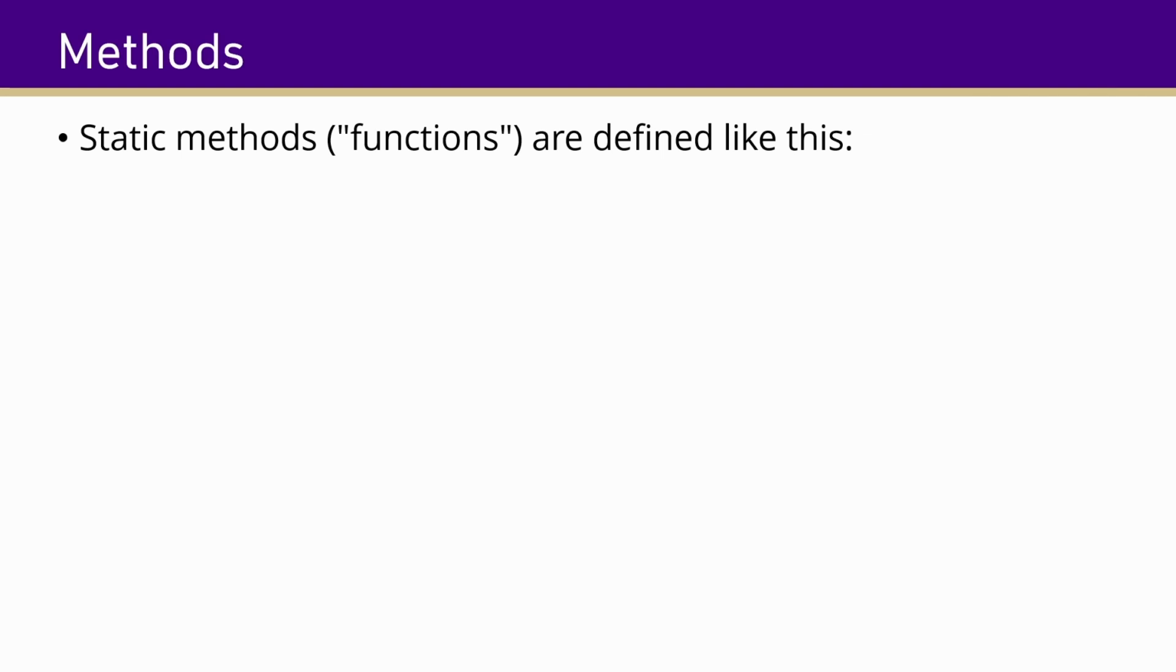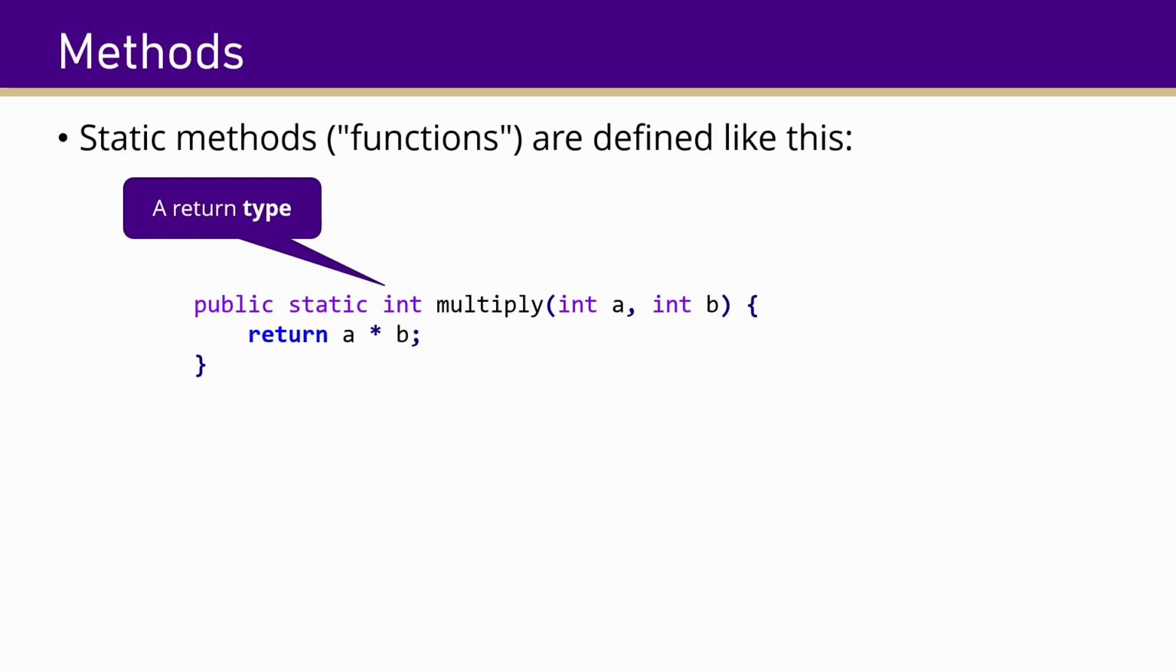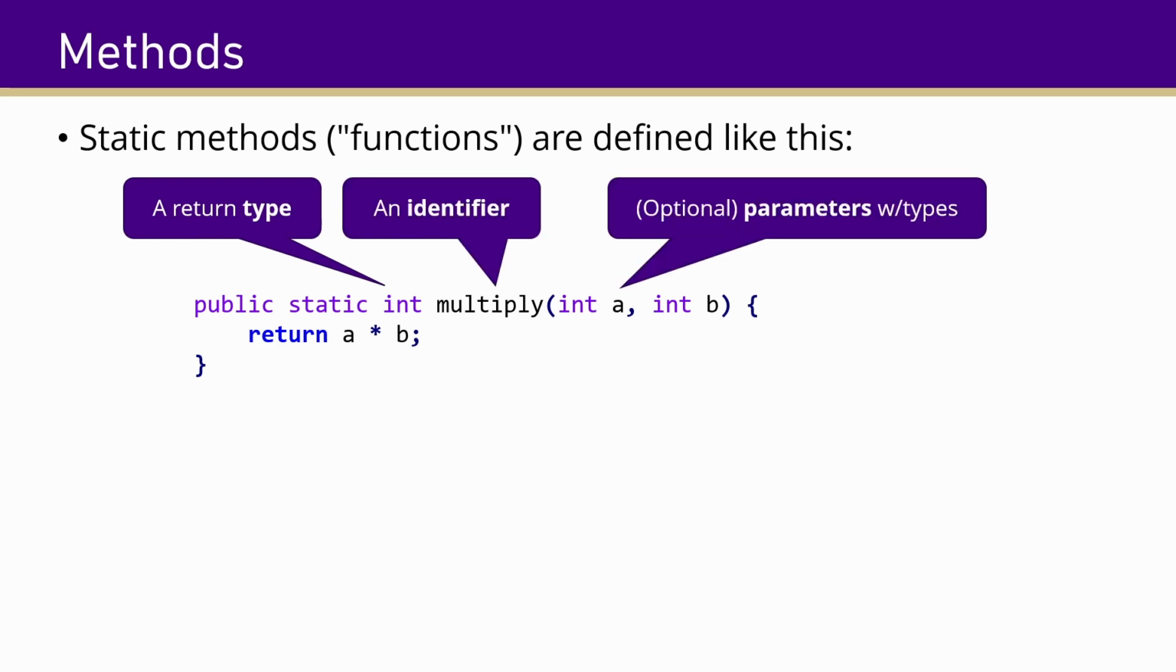All right, let's review a little bit about how you define a static method. And remember, a static method is just like a function in Python. So we define them like this. We start with public static, and then we put a return type, then the name of the method, any parameters, which include their types. That's important not to forget. You've got to include the types of your parameters. And then inside the curly brackets, we put all the code for that method.